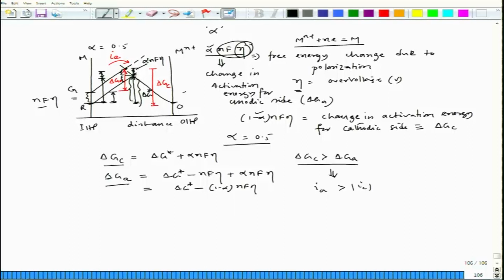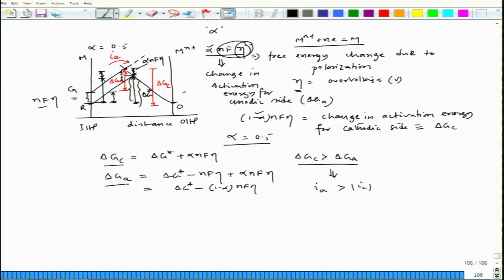Now, this is the situation when alpha is equal to 0.5. So, that means the contribution of this overvoltage, and finally, the contribution of free energy change towards activation energy of cathodic side and anodic side, both are equal. Now, there could be a situation where alpha is less than 0.5. The situation can be predicted in this fashion.